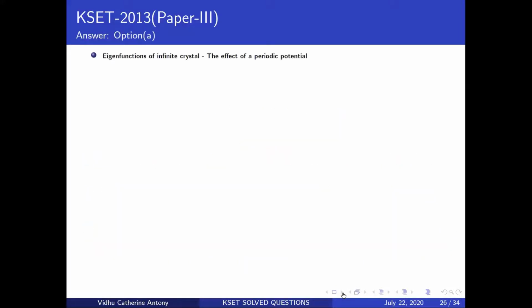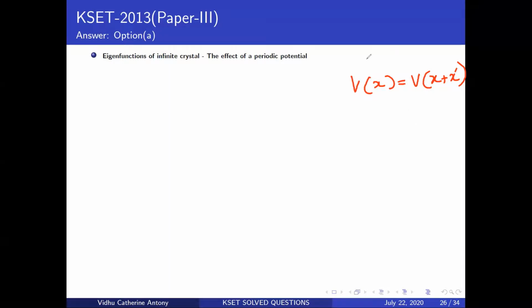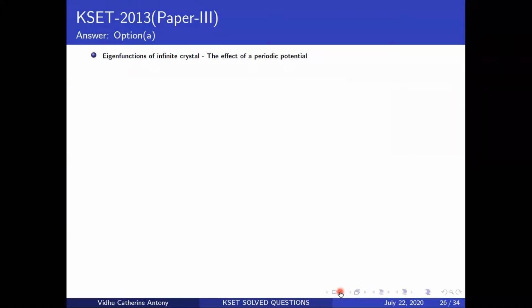So let's look at what Bloch's theorem is based on. When you're looking at the eigenfunctions of your infinite crystal, you end up having something like this. Let me write it down. You're looking at a system with a periodic potential, so V of x is equal to V of x plus x prime. The potential is periodic, so at an interval of x it's going to be the same. In such a system, you end up having functions like these.